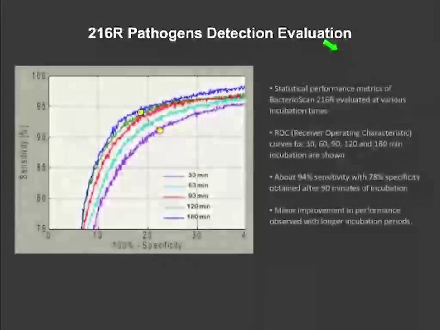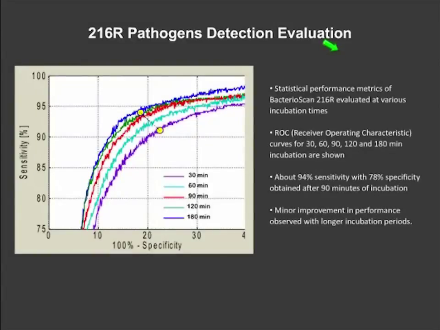When we look at an evaluation of the pathogens that were detected over periods of time, the statistical performance metrics of the BacterioScan were evaluated at various incubation times. As you can see on the slide here, 30 minutes, 60 minutes, 90 minutes, 120, 180 are shown. About a 94% sensitivity and 78% specificity was obtained after 90 minutes. What we're looking at here is the red bar, or red lines, at 90 minutes incubation: 94% sensitivity, 78% specificity. The authors were able to get a minor improvement in performance with longer incubation periods than the 180 minutes shown here.